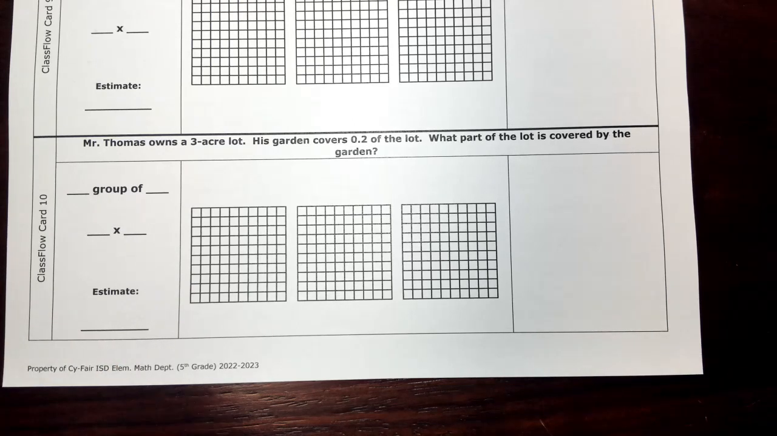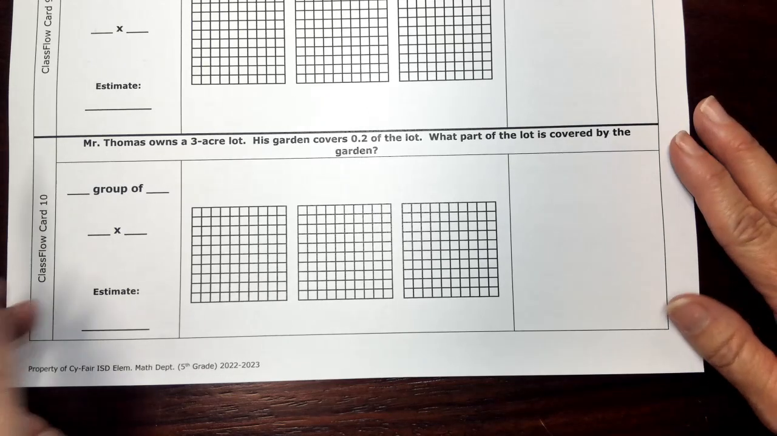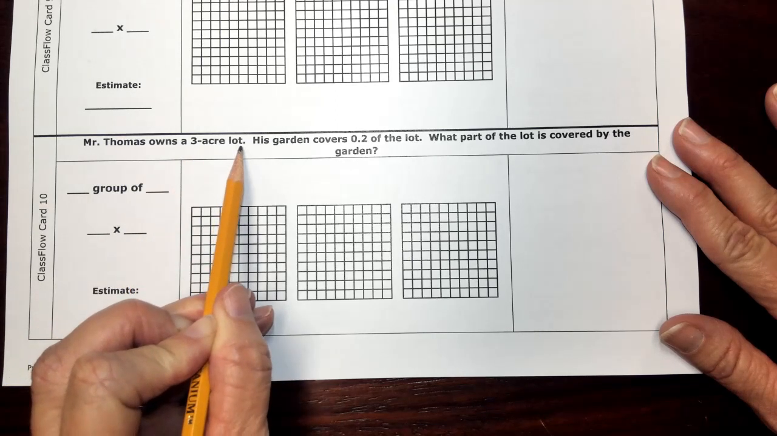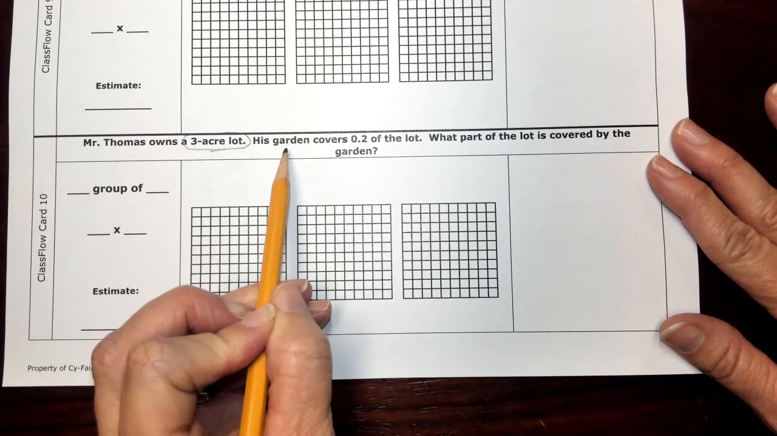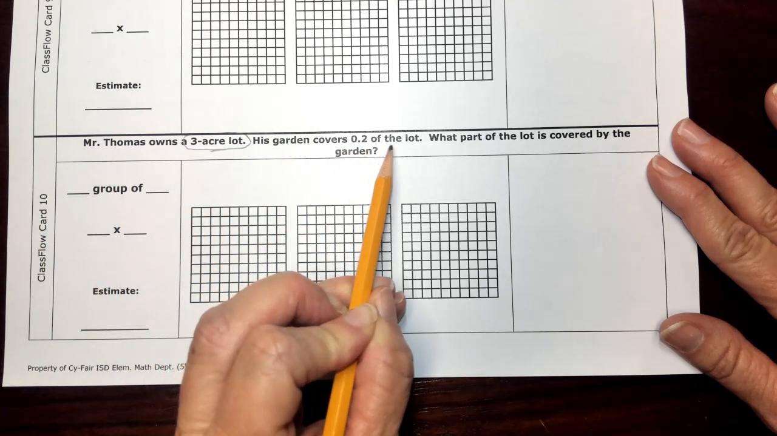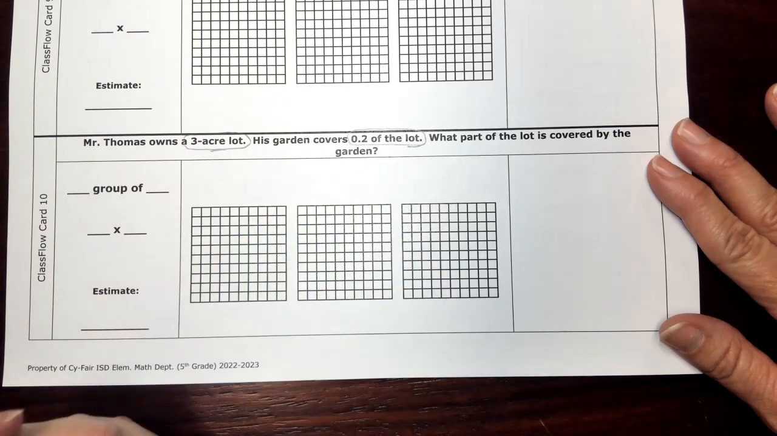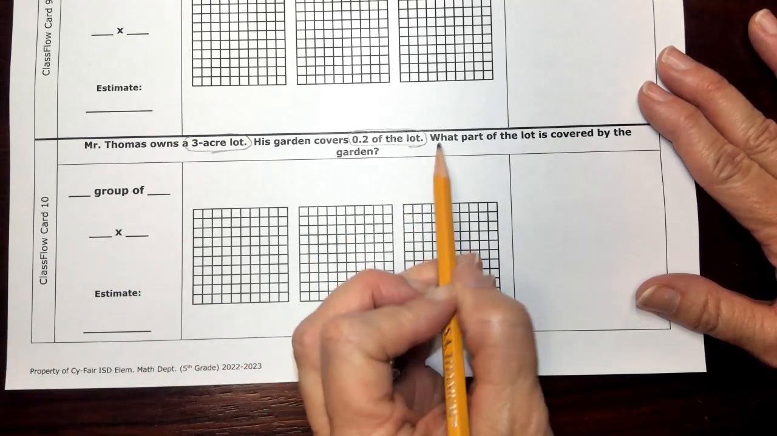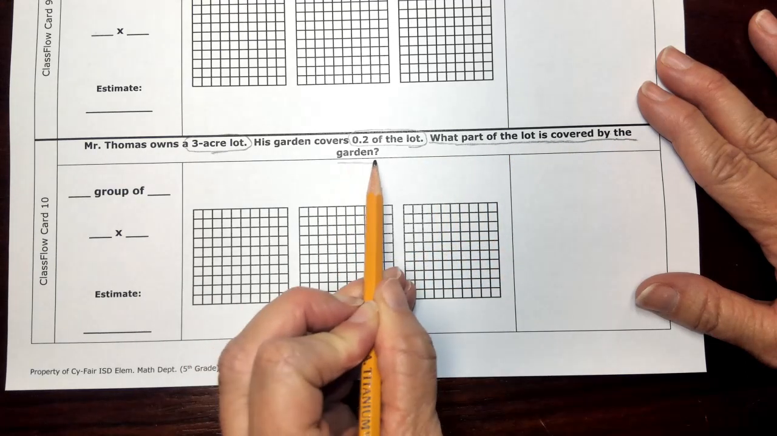All right, so let me read that one more time, and this time I'm going to take my pencil and circle things that I think are important. So it says Mr. Thomas owns a 3-acre lot. So I'm going to circle 3 acres. His garden covers 2/10 of the lot. 2/10 of the lot. What part of the lot is covered by the garden? So we're wanting to know what part is covered by the garden.